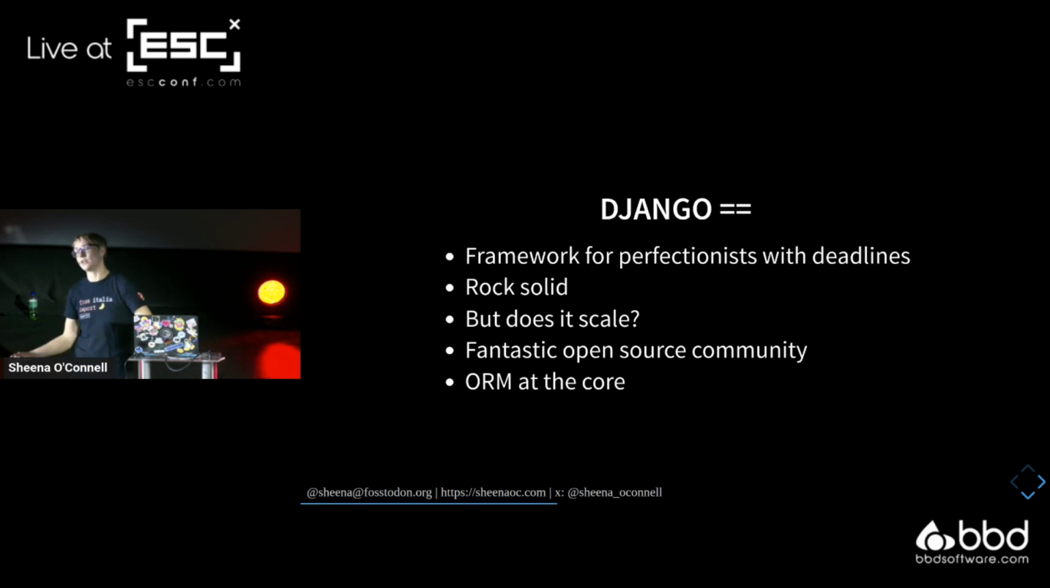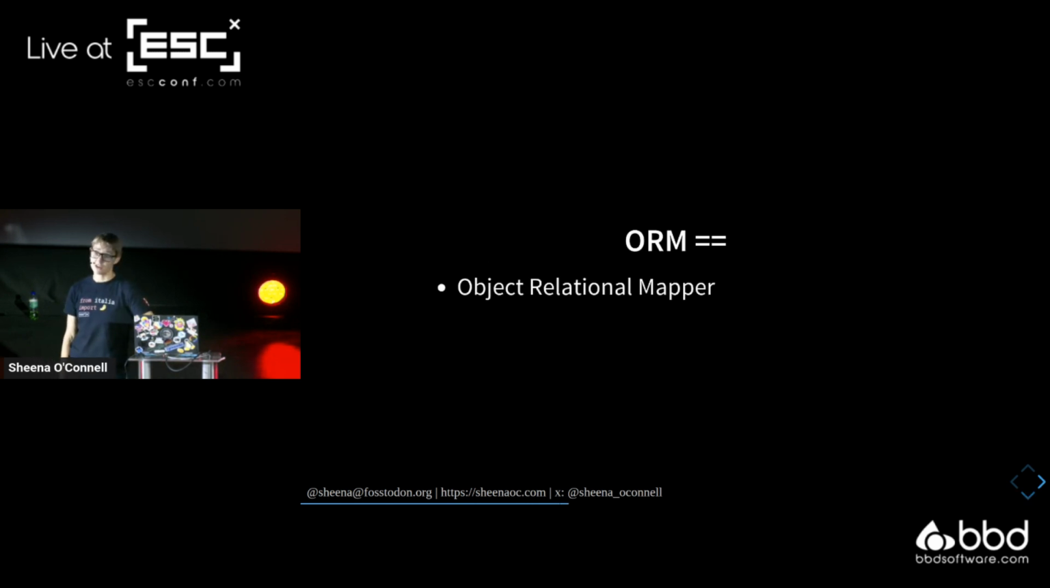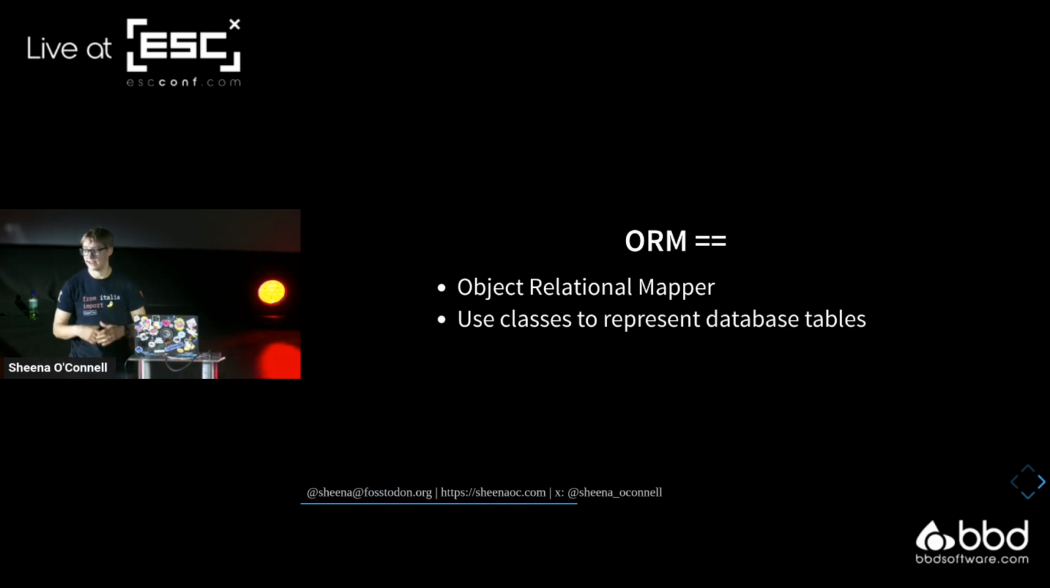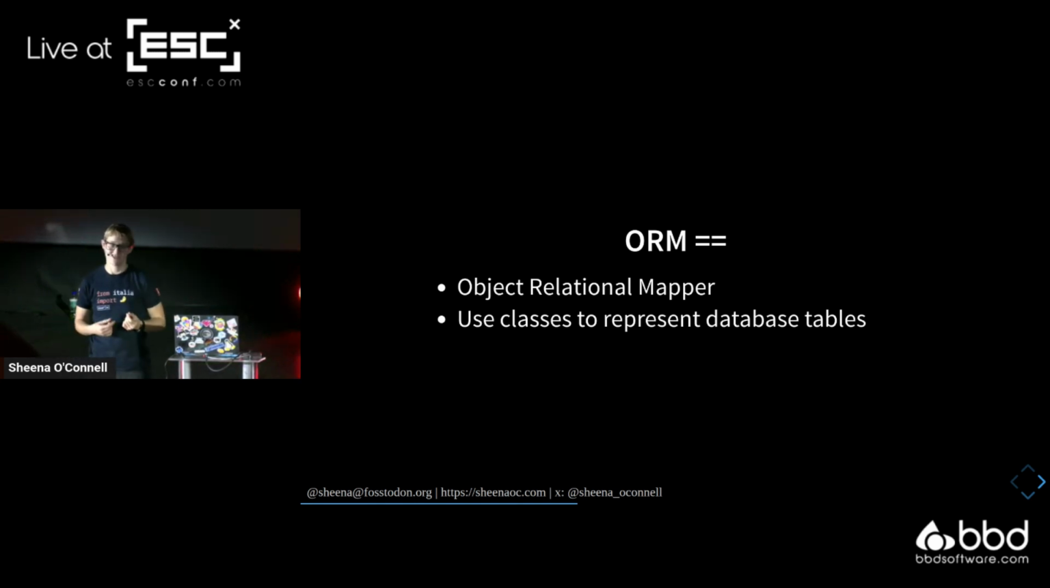So I know lots of people don't like ORMs for different reasons. They're not the fastest things around, but it's a tool that can be used well or used badly. Django uses it especially well. For those of you who don't know what an ORM is, it's an object relational mapper. Basically, it allows you to interact with your database in a nice and convenient way.